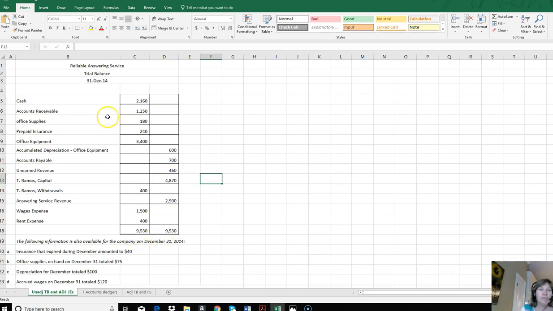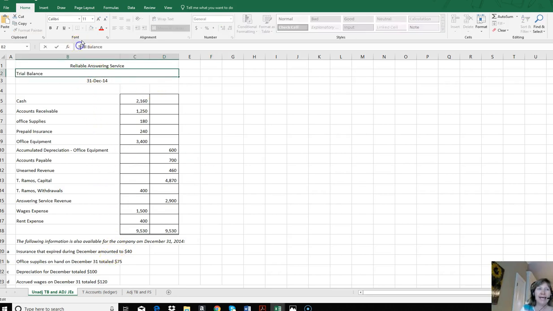So, first off, we have a trial balance. This is before we make our adjustments. Some could write this as, and I prefer it to be seen as, unadjusted trial balance. But in general, you'll just see it called trial balance. But you know that if you haven't made your adjustments, it is the unadjusted trial balance.